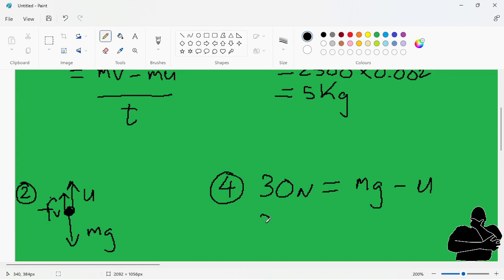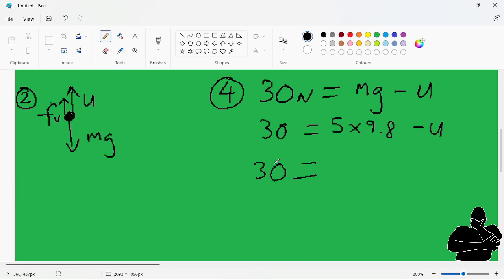So we can write 30 newtons is equivalent to, now the mass we calculated was 5 kilograms, so it's going to be 5 times 9.8, which is the acceleration due to gravity, and then subtract u. So 30 newtons is equivalent to 49 minus u. Now we can add u to this side to get rid of the u here, and if we add u to this side, we have to add u to that side.